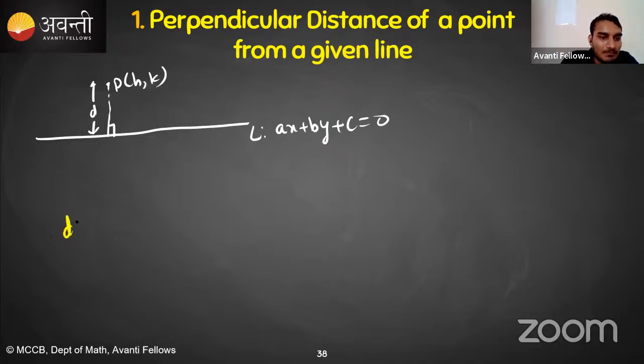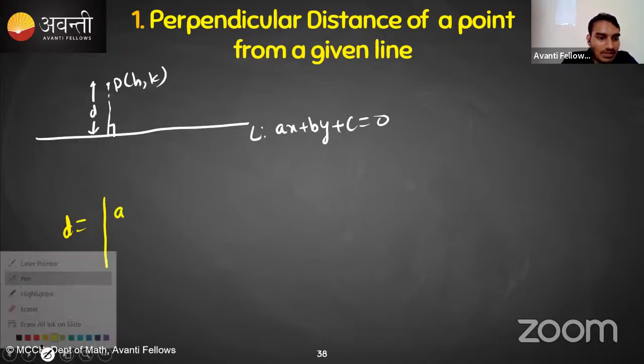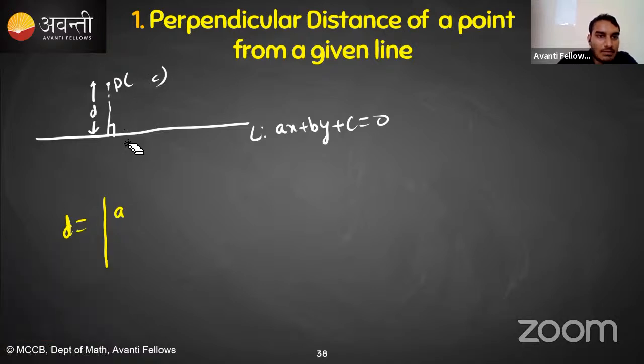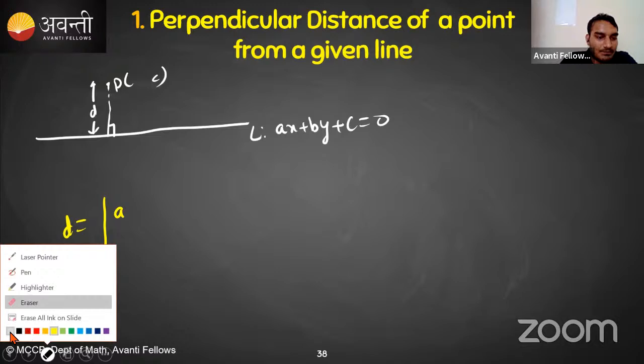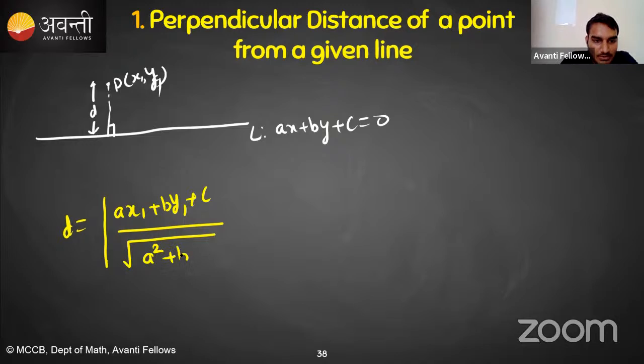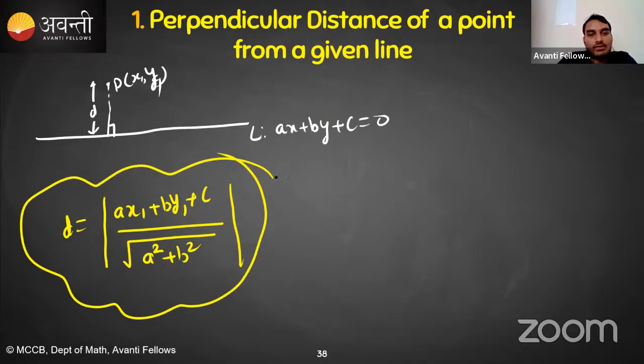So d is nothing but mod of, let's say it would be easier if you remember x1 comma y1 instead of h comma k. x1 comma y1. So what is the answer for the perpendicular distance? Mod of ax1 plus by1 plus c upon under root of a square plus b square. This is the perpendicular distance.